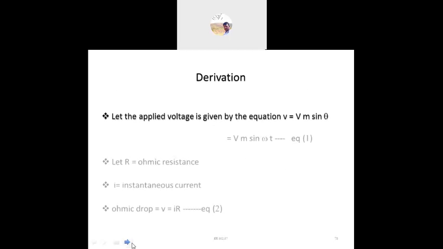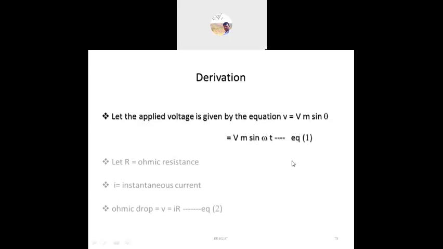So here, let me apply a voltage. The applied voltage is taken as V is equal to Vm sin theta. Why are we taking Vm sin theta? We have discussed that in the previous lecture. Vm is the maximum voltage, and sin theta is the angle, for the sine representation. So V maximum sin theta. Here we are taking sin omega t, so theta is equal to omega t, and the value will change according to the theta value, the angle. So V is equal to Vm sin omega t. That is equation 1 we are considering.